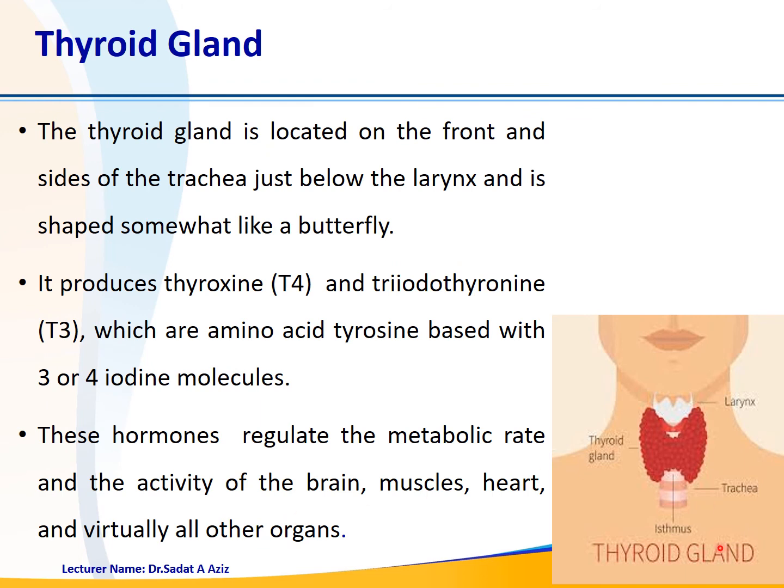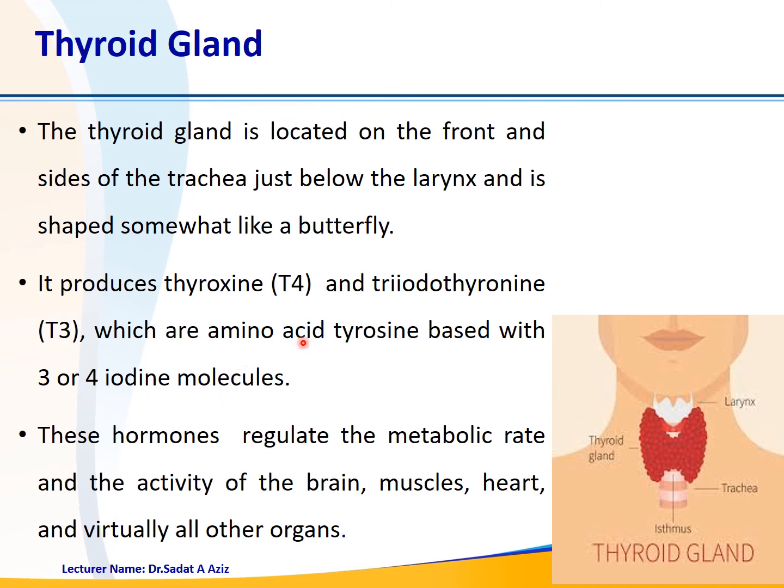Thyroid gland is located on the front sides of the trachea, just below the larynx, okay, and is shaped somewhat like a butterfly. It's just like a butterfly. So it produces two main types of hormones. The first one is called thyroxine, T4, and the second one is called triiodothyronine, T3, which are amino acid tyrosine based with 3 to 4 iodine molecules.